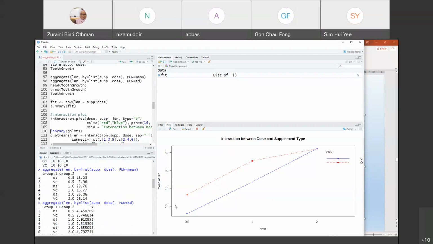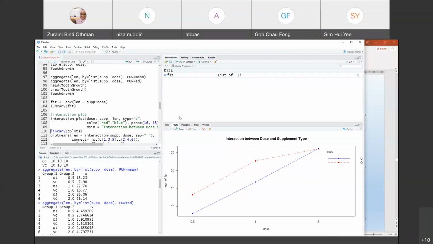Orange juice and vitamin C for 0.5. We can see that the highest one is for orange juice, meaning the red one in this legend is for orange juice, and the lowest one here is vitamin C, based on the mean of the tooth length. This is one way to show the interaction between these factors.